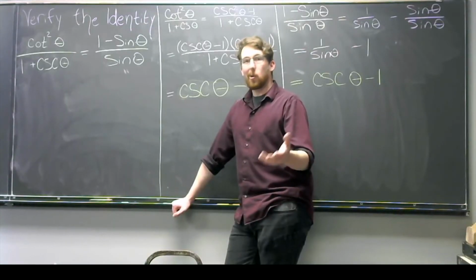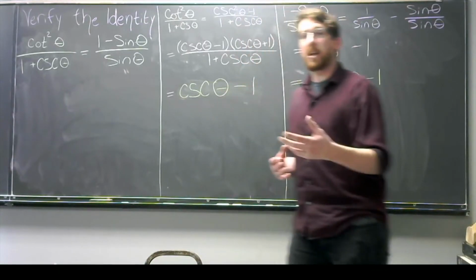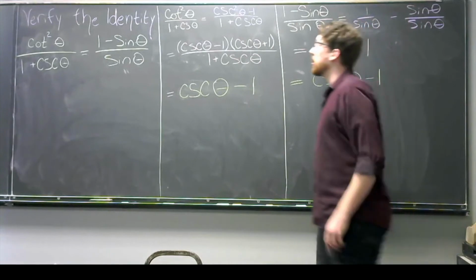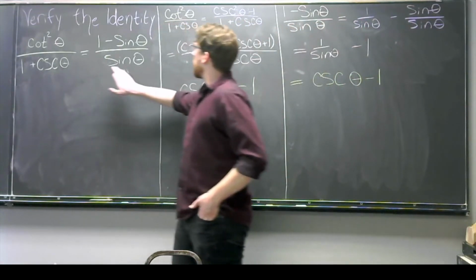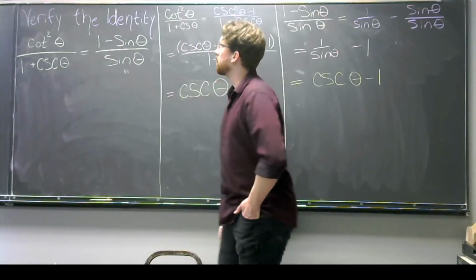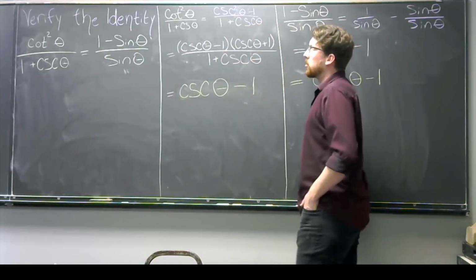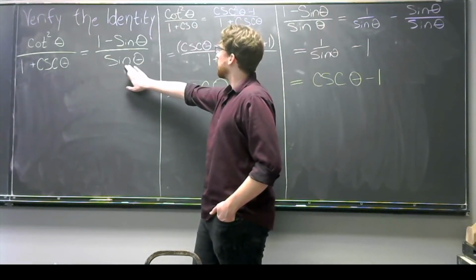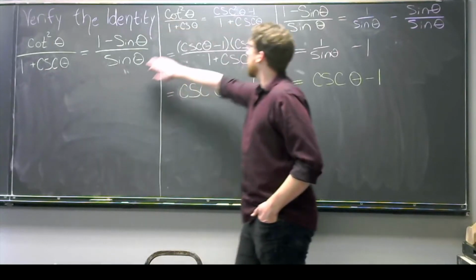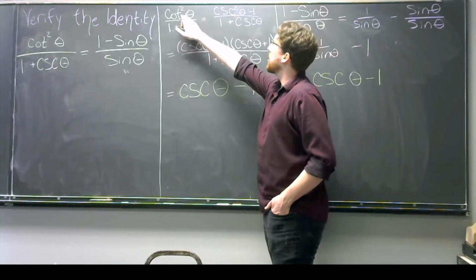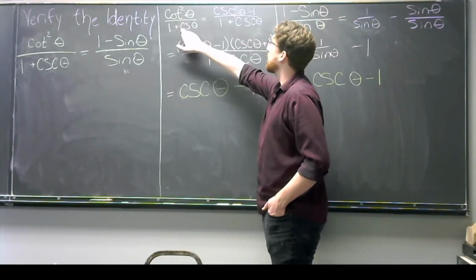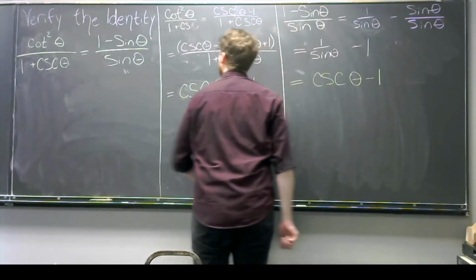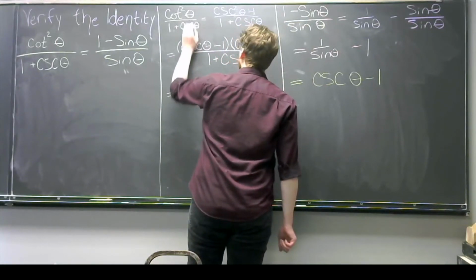So like the saying goes, rules are meant to be broken. And this idea of working with just one side is an example of a rule that's meant to be broken. For example, this particular example. What we're going to do is work with both sides and show that they reduce to something equivalent. Starting with the left side first, we've got cotangent squared theta over 1 plus what's supposed to be cosecant theta. Let me fix that really quick. Cosecant theta.